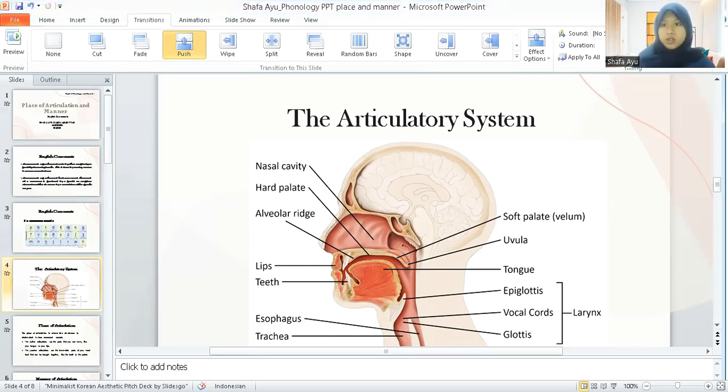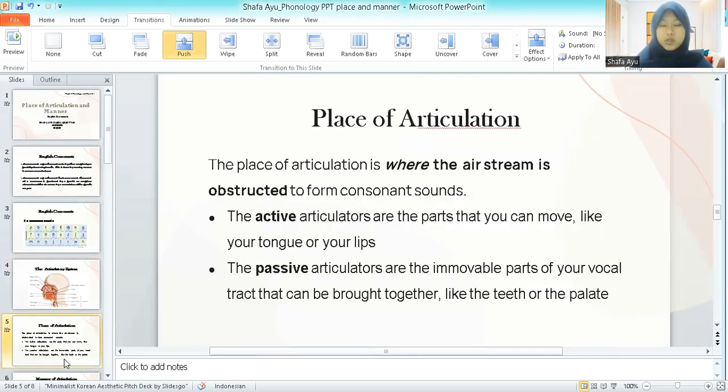Okay, so next is the place of articulation. So what is the place of articulation? Place of articulation refers to the area in one of the resonating cavities, larynx and mouth, and the articulators, tongue, teeth, lips, or glottis make contact in the vocal tract to create consonant sounds. Let's look at the process of consonant production to see where place of articulation fits in.